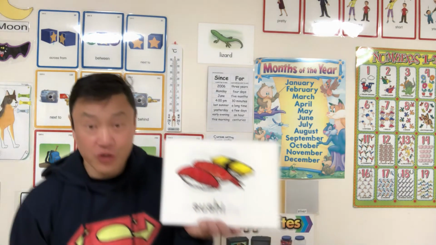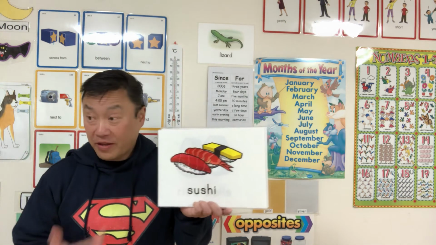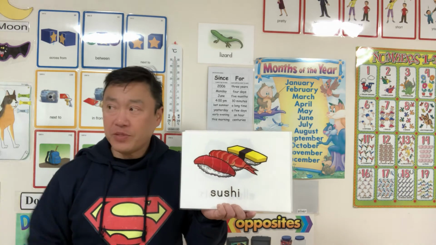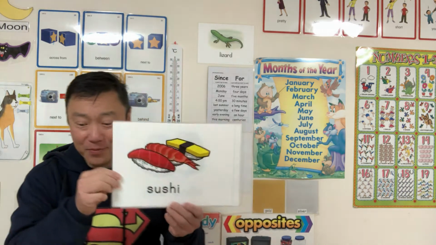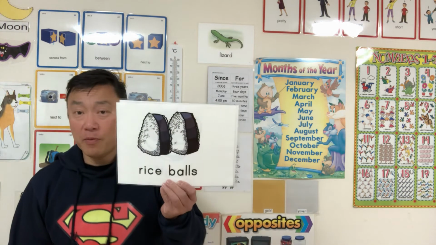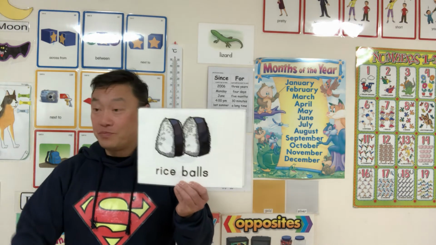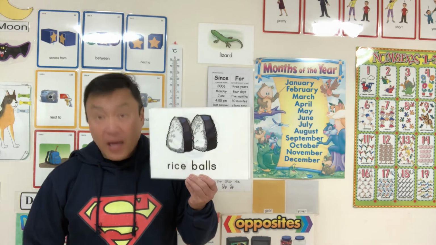What do you think of sushi? What do you think of sushi? I love it. Oh, everybody loves it. And James, I love it. What do you think of rice balls? I like it. I love it. Oh, and James, I like it.